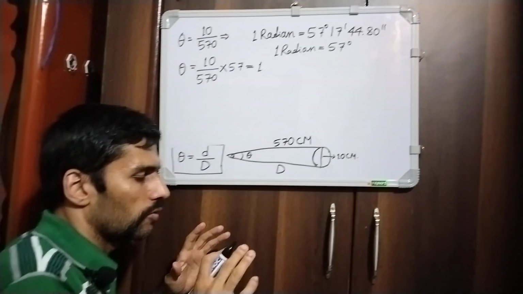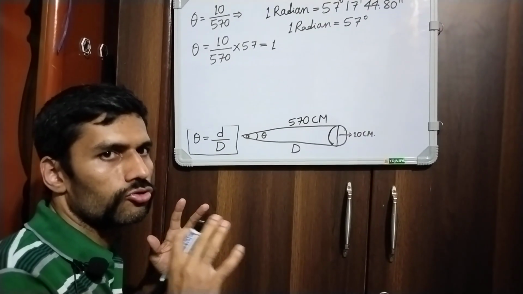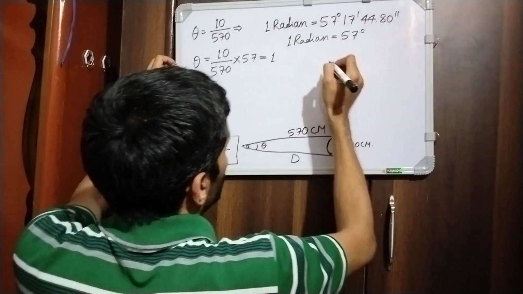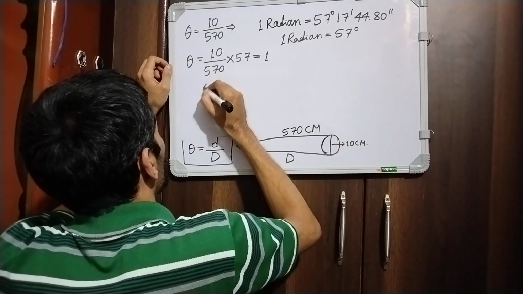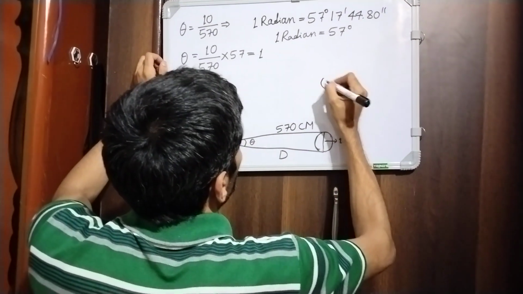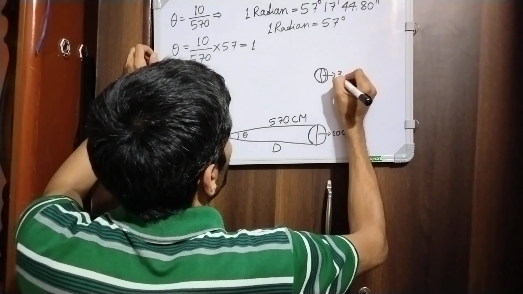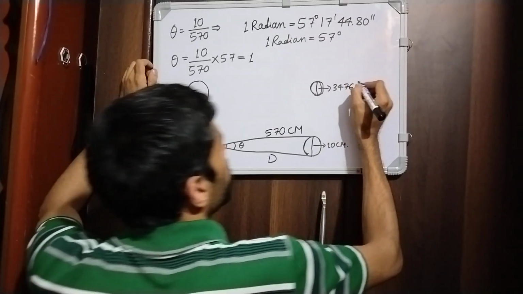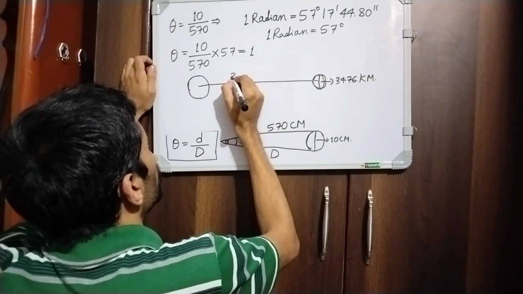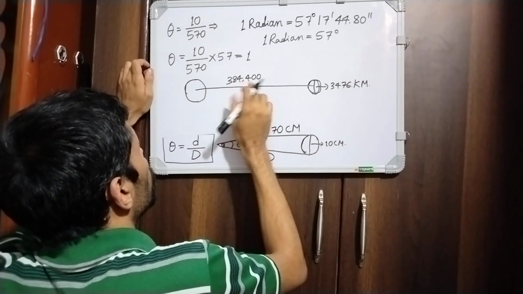This 1 degree is the visual angle of an object which looks 2 times as large as the sun or moon looks to our naked eye, because the sun or the moon is around 110 times further than their diameter. For example, here is the earth and here we have the moon. The diameter of the moon is 3476 kilometers, and the distance of the moon from earth is 384,400 kilometers.